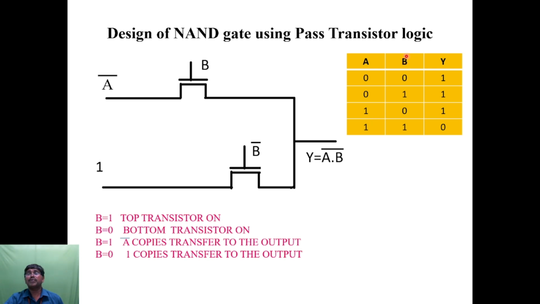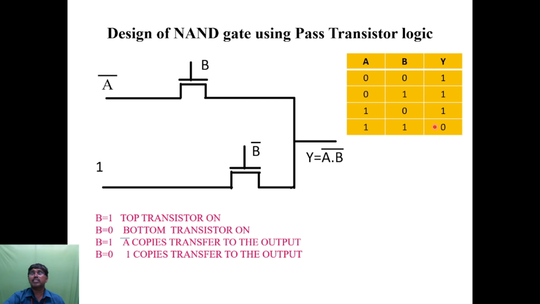So now B is nothing but the control input, and A is nothing but the data input. Now next we have to see the control input 1. Now the control input is 1. Now we will check. When A is equal to 0, what about the output? 1. And here, A is equal to 1, output will be 0. Here data input 0, output will be 1. That is inverting. And here it is 1, output will be inverting, 0.